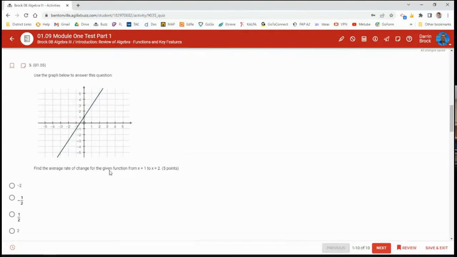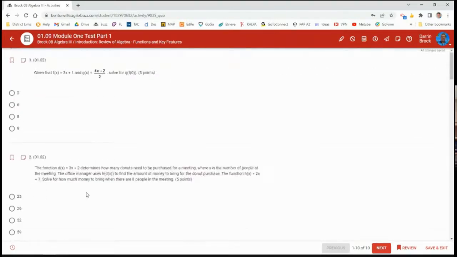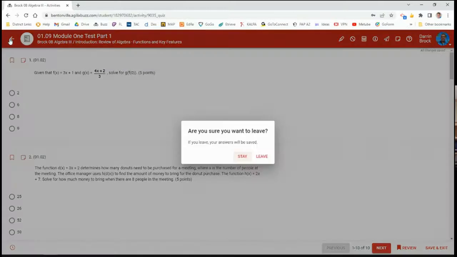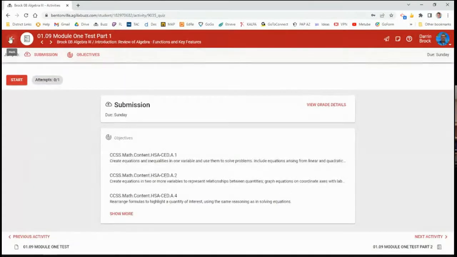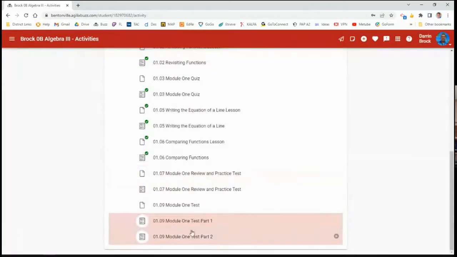Find the average rate of change between x equals 1 and x equals 2. X equals 1 here, x equals 2 here. What is the average rate of change between those points? There's your multiple choice. So anyway, you have 10 problems. And then let's look at part 2. That's part 1 of the test. Here's part 2.